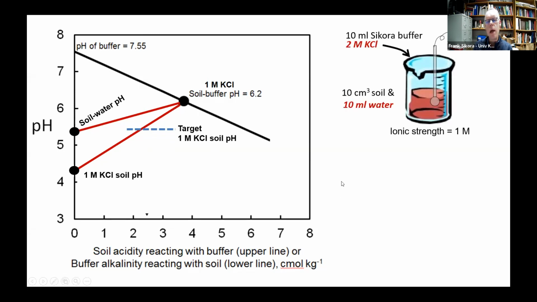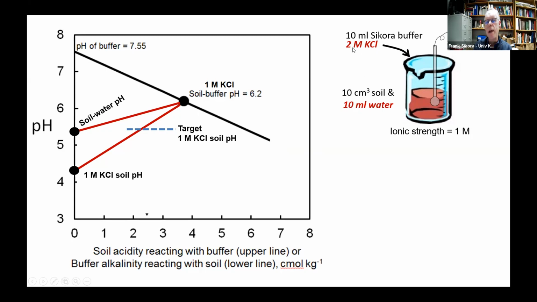So the figures on the right are showing what the difference is between a Sikora buffer and a Sikora 2 buffer. In the Sikora buffer, the salt concentration in this buffer, as it was in the SMP buffer, is 2 molar potassium chloride. And that high salt is in there to exchange, to release exchangeable acidity in aluminum from the soil so it could be neutralized by the bases in the buffer.